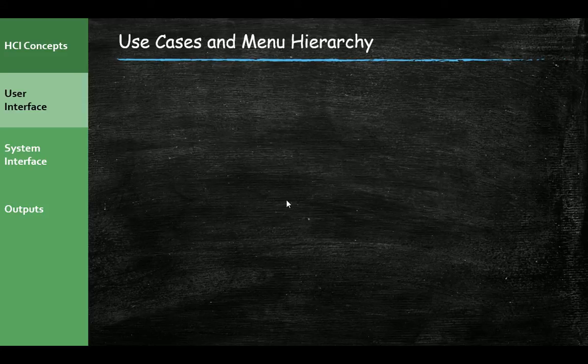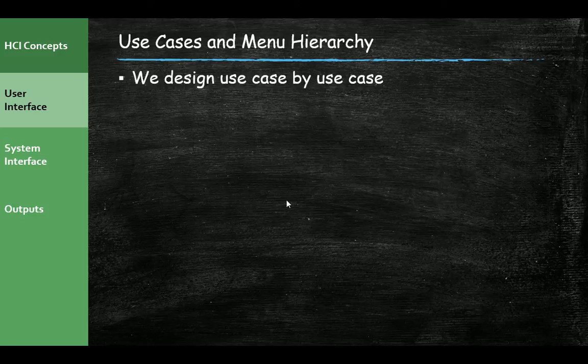So when we're going to design the menu hierarchy, which your book talks about, it's an important part of the user interface design, designing these menus. One technique to do that is to use your use cases. So your use cases can help you define what your menus are going to look like in your system.